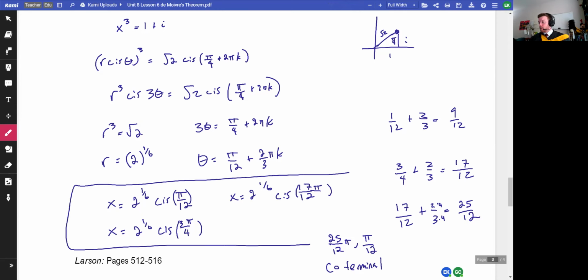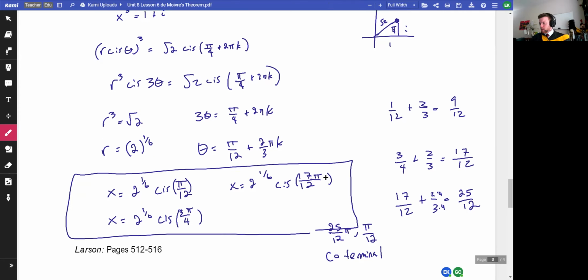These are the 3 roots of 1 plus i. These are numbers that if you cube them, you will get 1 plus i. You'll get root 2 cosine plus i sine pi over 4. I don't really feel like rewriting them as rectangular. But if you want to just evaluate what cosine of pi over 12 is, it's going to be some number multiplied by 2 root 6.